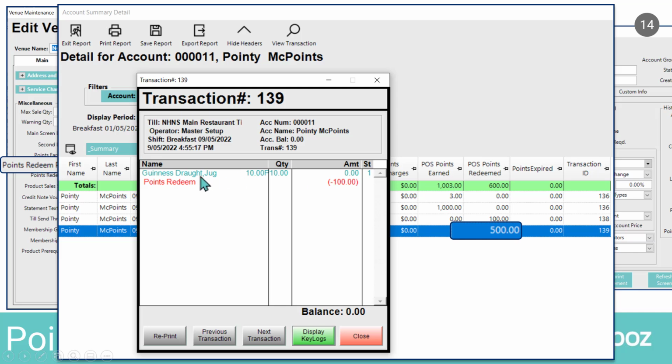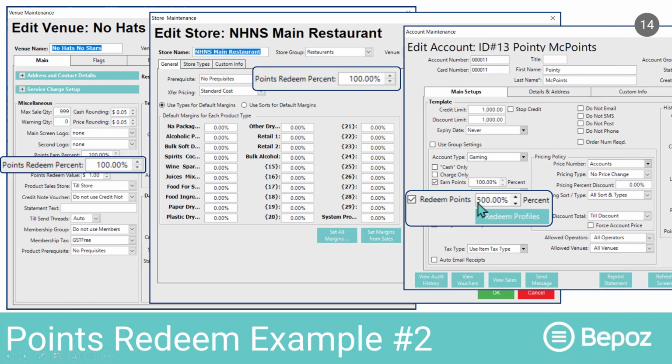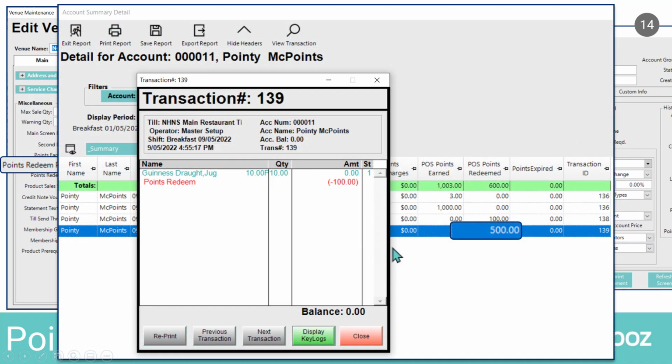So same product, same amount, same dollar value assigned to those products. But in this case, because of how things are set up here with the account level redeem rate being set to 500%, it's now going to require 500 points to redeem for that.